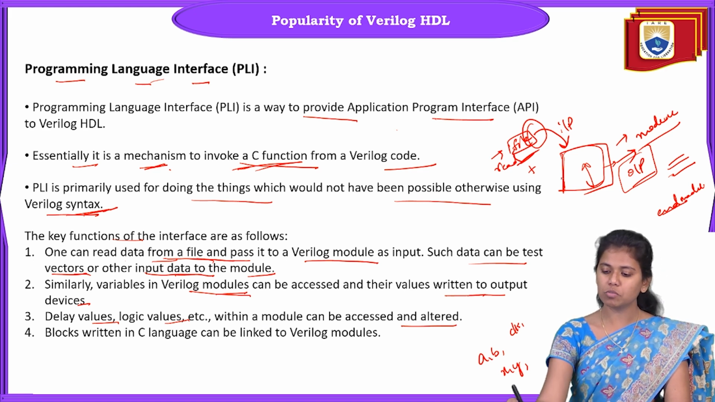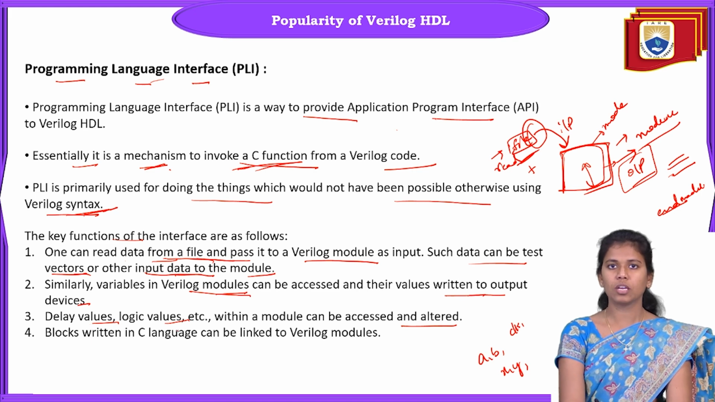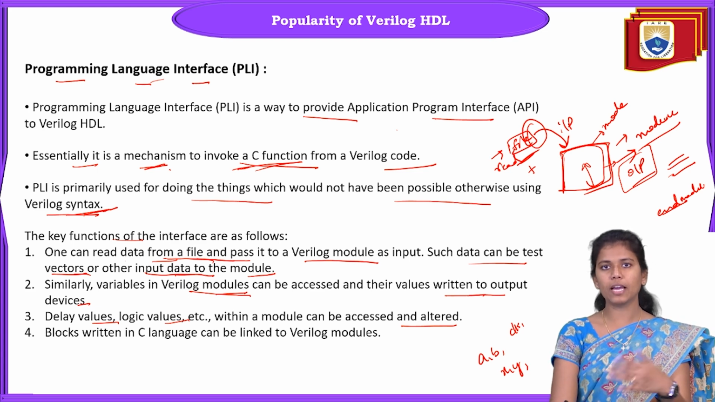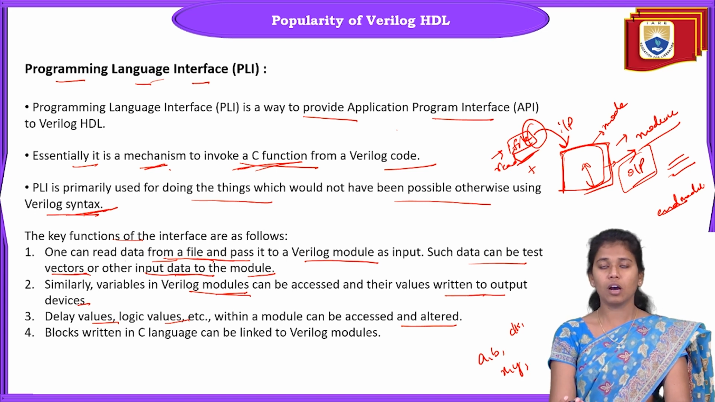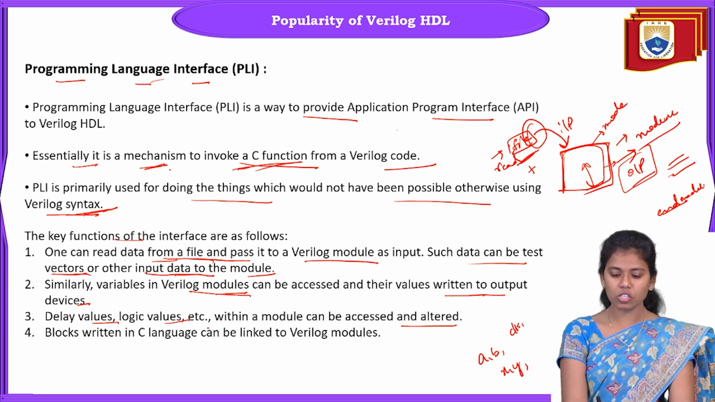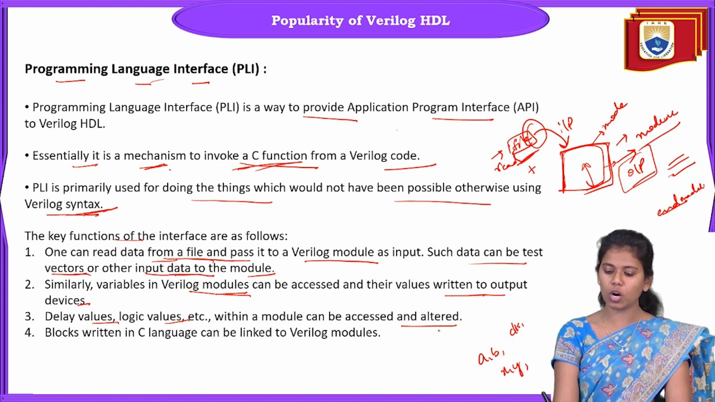So within the module, you can alter the delay values or logic values. Delay values is meant with the timing. With proper timings, the values can be read out or not. So these are the delay values: if the data is being delayed, for how much time the data is delayed. All these values and logic values within a module can be accessed and altered. That means we can access and change them as per our convenience.